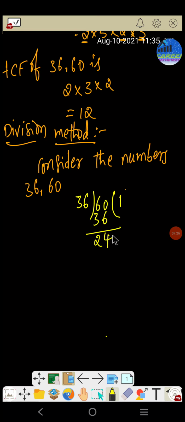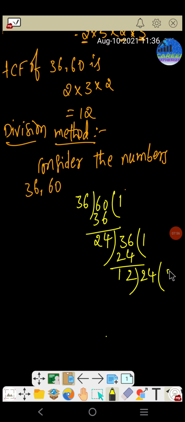That means we can do this long division up to the point where the remainder is 0. Again this 24 becomes the divisor, and this divisor becomes the dividend. That means 36 will come here. Is it clear? Yeah. Now 24 ones are 24. Then what is the remainder? 12. Still the remainder is not 0. Again this remainder becomes the divisor. This 24 comes here. Now 12 2s are 24. Now the remainder is 0.